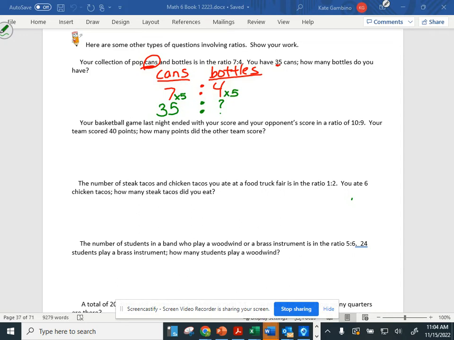We could say 35 divided by 7 is 5. So we know we need to multiply by 5, because whatever you do to one side, you do to the other side. So if we had to multiply by 5 to get to 35, we have to multiply by 5. So we know there are 20 bottles. Does that make sense? Yes. Whatever you do to one side, you have to do to the other. So the first thing you have to do is figure out which number goes with which item so you can set up your ratio.